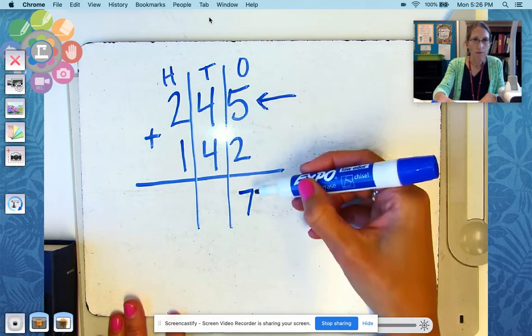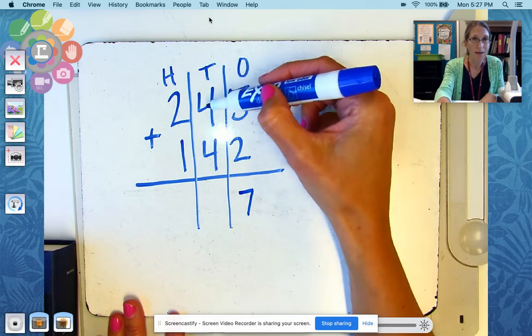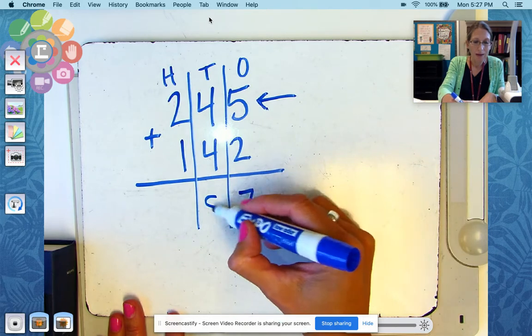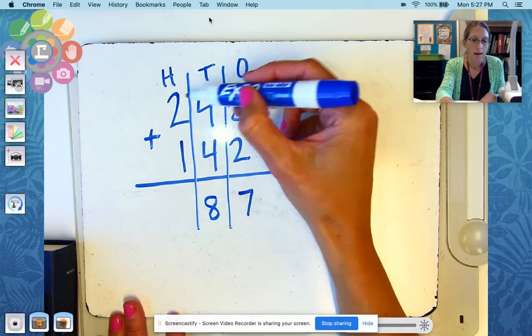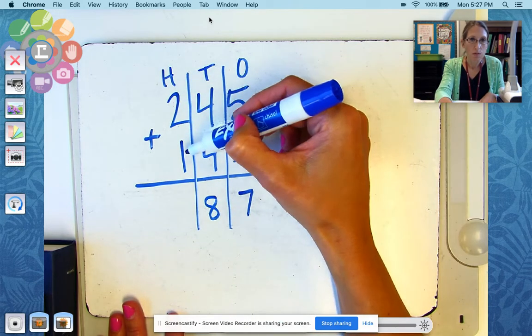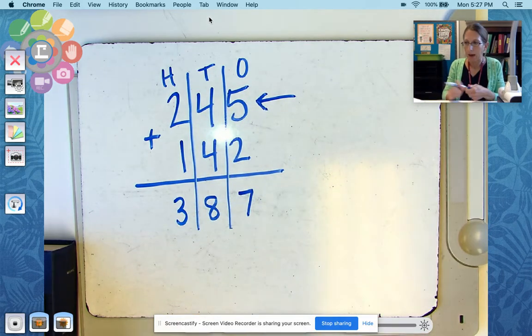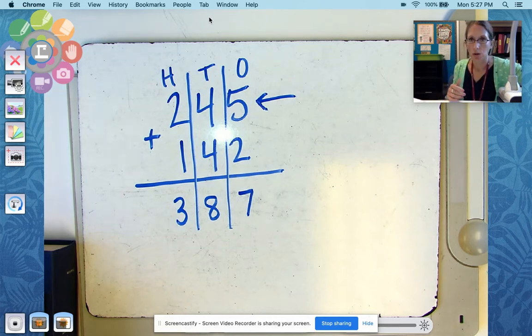Now I've added my ones. I have 7 ones. Now I'm going to move over to my tens. 4 tens plus 4 tens makes 8 tens. And then my hundreds. 2 hundreds plus 100 equals 300. Okay. I also wanted to show you what that would look like on our place value chart.